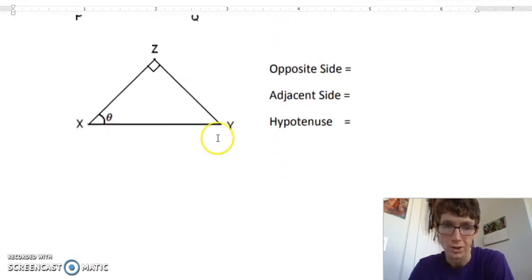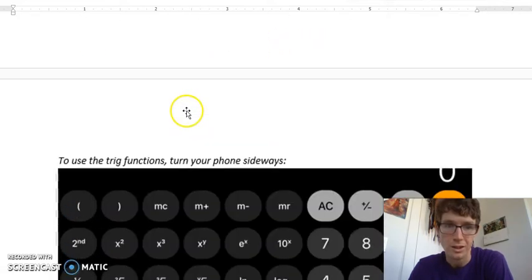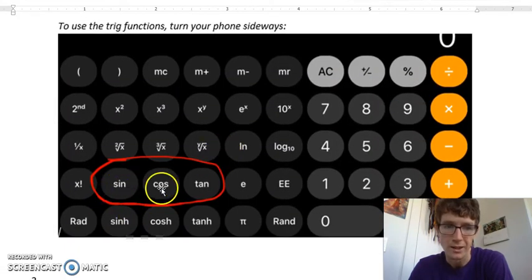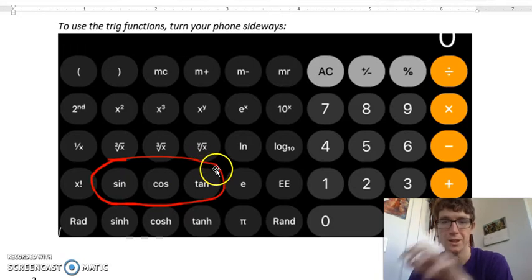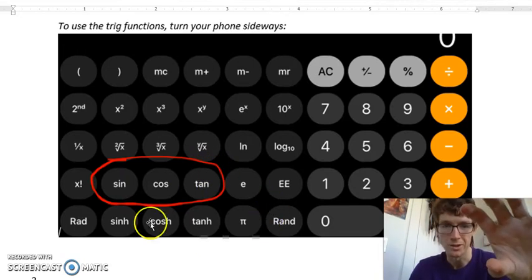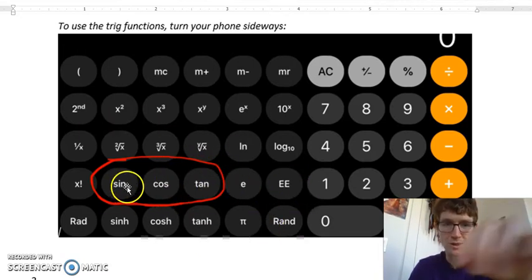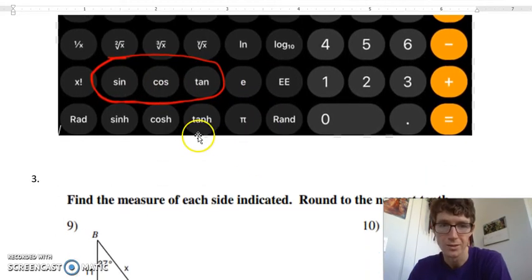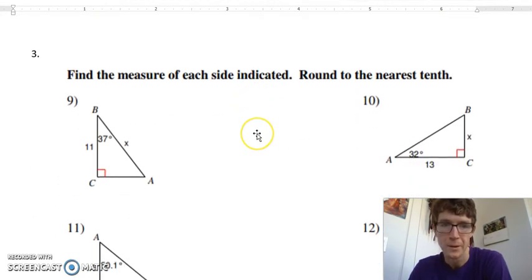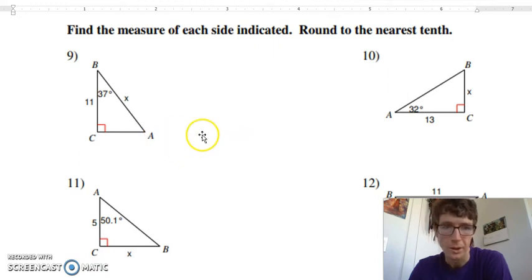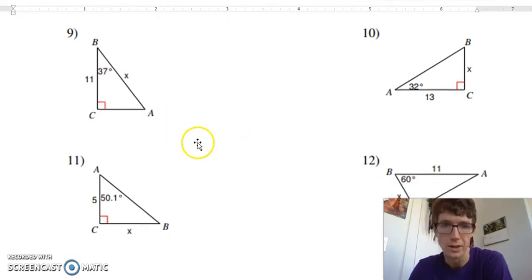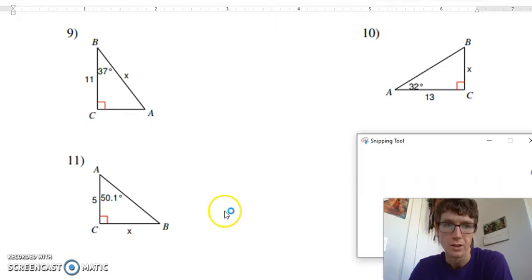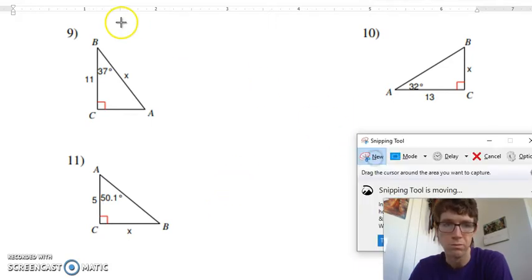Let's go down, and I want you guys to do this one on your own. Here's how you find sine, cosine, tangent on your calculator. Take your phone, flip it sideways, you'll get a screen that looks like this. And we're going to be using the sine, cosine, or tangent buttons. Okay, I'm going to do 9 first.